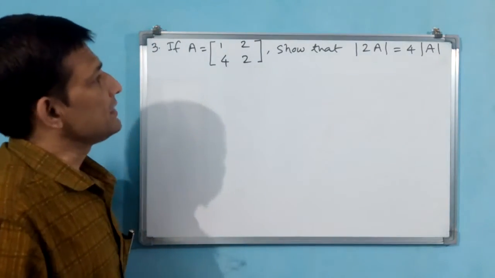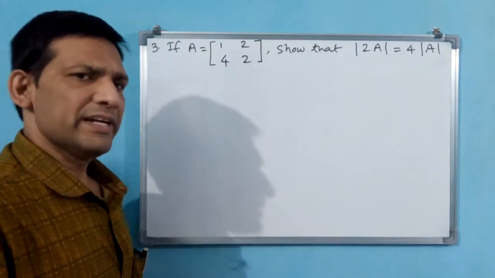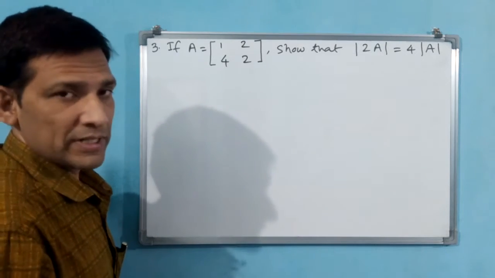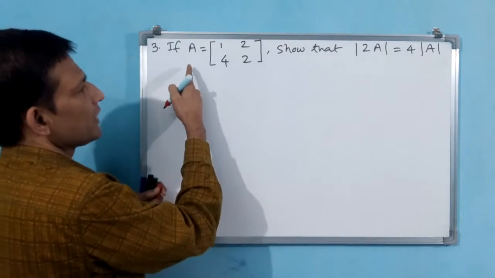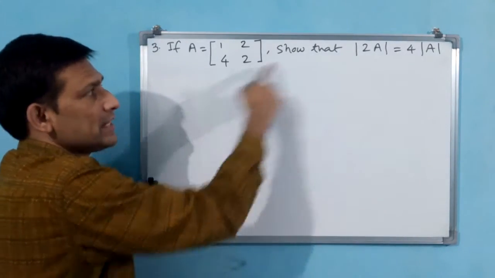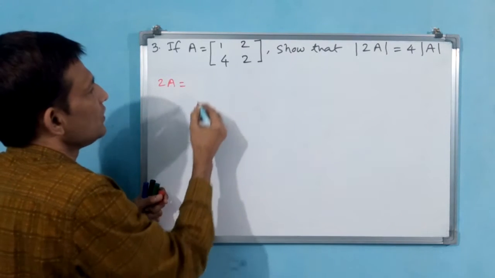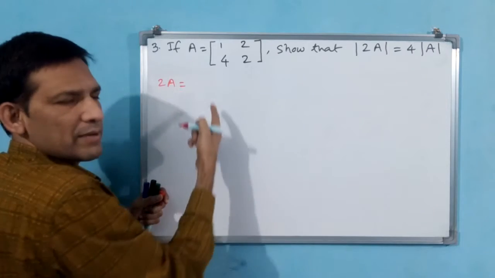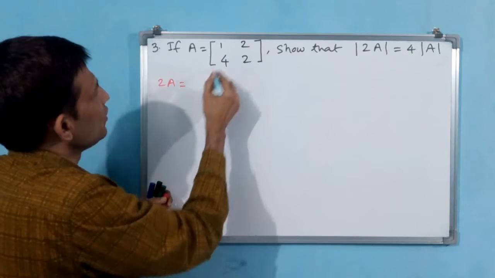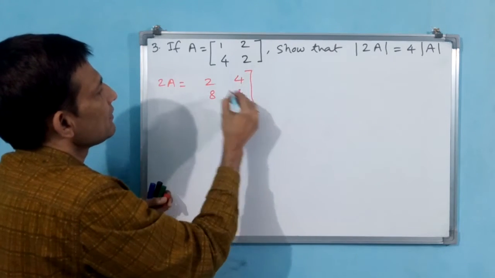Okay. Let us see. See, LHS also you can take or RHS also you can take, anything you can take, but you have to prove LHS is equal to RHS. Then only show that, that means prove that. Okay, you see A is there. 2A: first you multiply with 2, then you make the determinant. See, 2A is equal to, directly I am writing, why should I write 2 and afterwards, directly I am sending 2 inside: 2, 4, 8, 4. Is it okay?